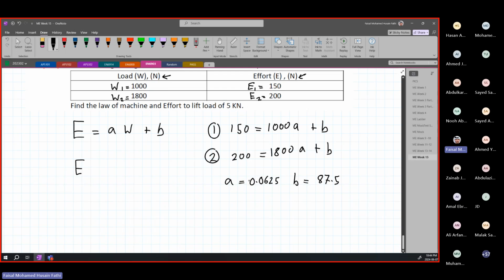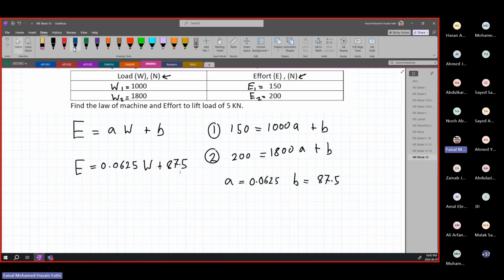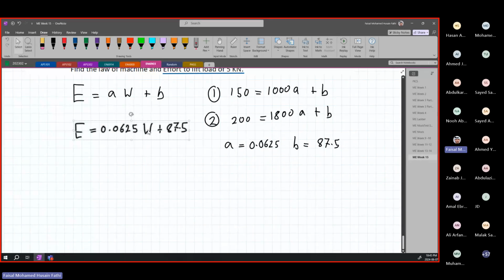And then that's it. You just plug it back into your equation. So this is going to be your law of machine, 0.0625, which is your slope, times W, plus 87.5. And that's it. And now the next part of the question, they say, find the effort to lift a load of 5 kilonewtons. What does this mean? Since we have our equation now, we can have any value of effort or any value for load and find the other in an easy way by just plugging into the equation.